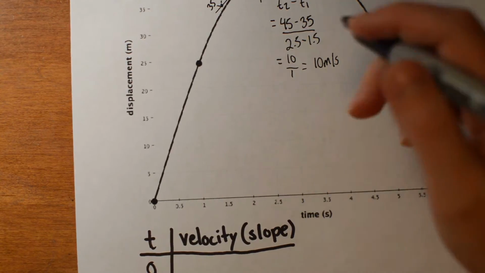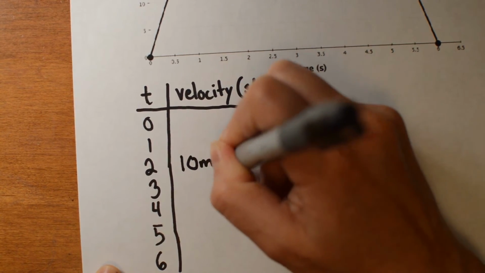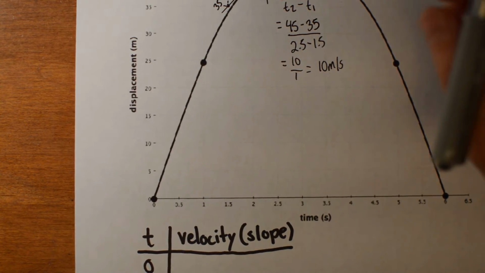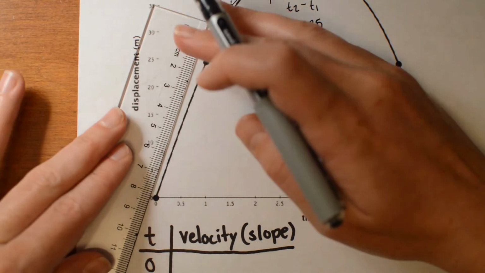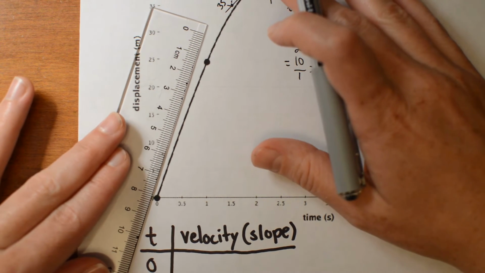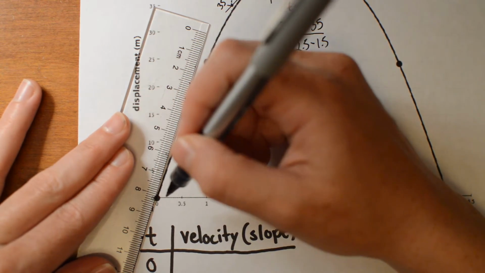So I've already done 2. So at 2, the velocity is 10 meters per second, so I can fill that in. Now I just have to go and do that for all the other points. So let's start at 0. I want to make my line nice and parallel here. It's tricky, something like that. Get a little closer.